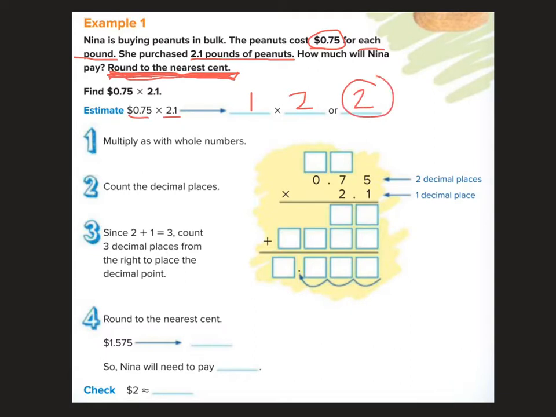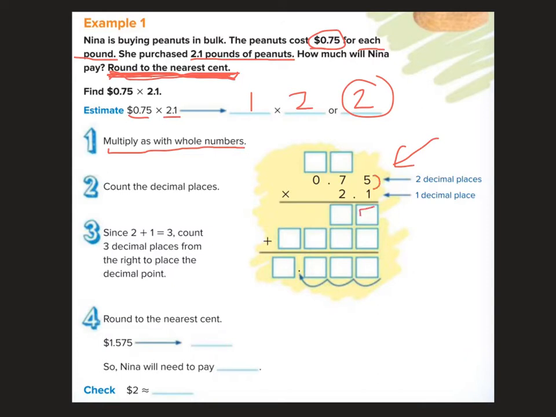Okay, so here we go. We're going to multiply as with whole numbers. Do you notice we did not line up decimal points? The only time you ever line up decimal points is adding and subtracting. We don't even care about those decimal points. Okay, we do care about them, but we don't care about their location.